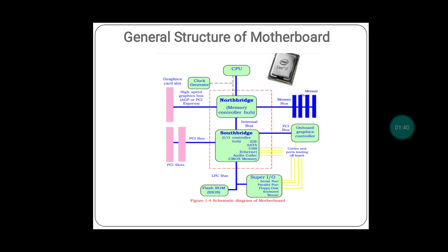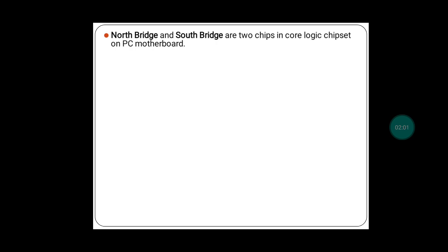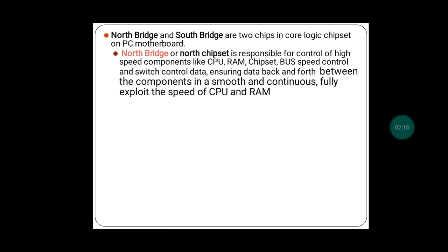We already know RAM is the fastest, that is a primary memory. ROM is also primary only, but it is slower compared to the RAM. So north bridge is managing the RAM and south bridge is managing the ROM. Now we will see this in depth. North bridge and south bridge are nothing but two chips which are mounted on the core logic chipset of the motherboard on our computer systems.